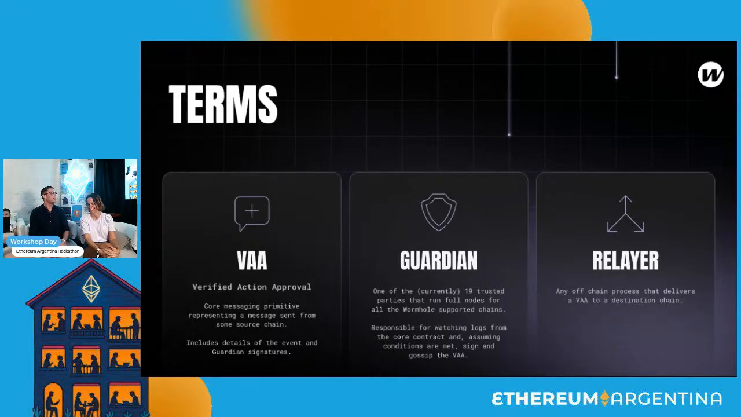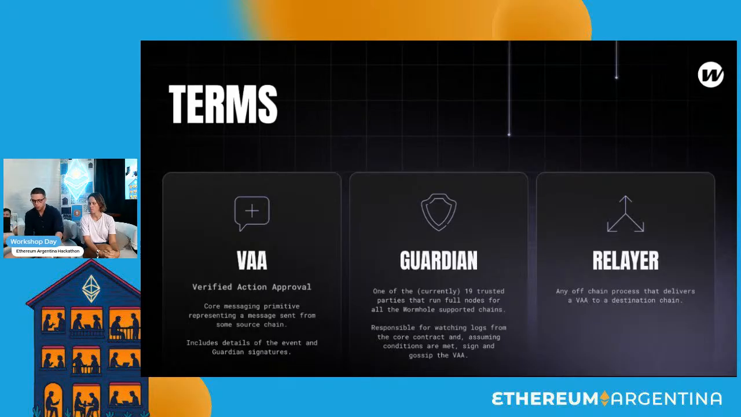These are just some technical terms. We have a VAA, which is the Verified Action Approval. This is just a technical term that you don't need to remember. It's just the way that we call a message that is verified by Wormhole verification. A guardian is one of those verifiers that we have. Our guardians are the biggest validators in the space, and so they run full nodes on every chain that we support. So we don't need to rely on RPC providers to make sure that the message was actually created on a specific chain.